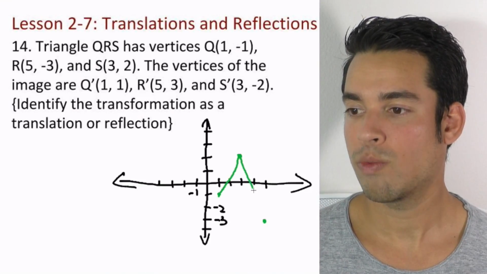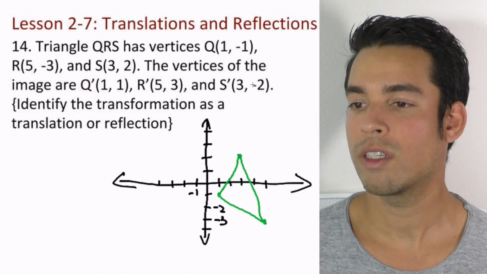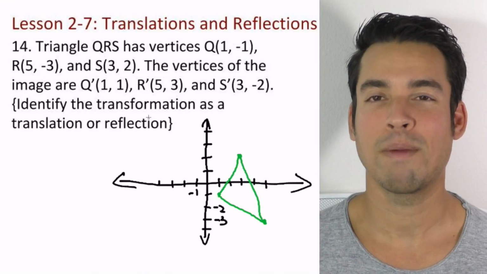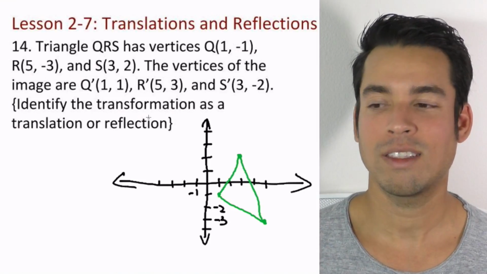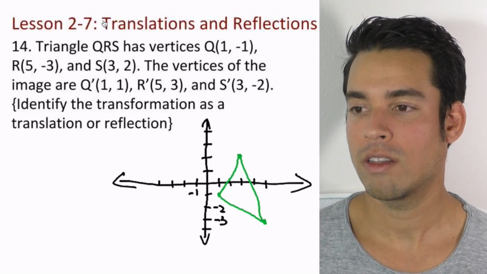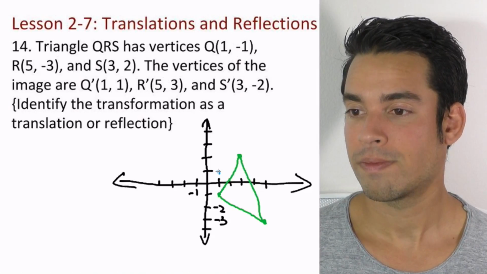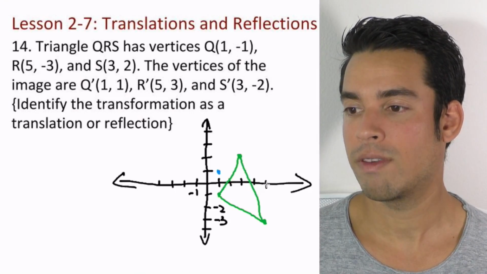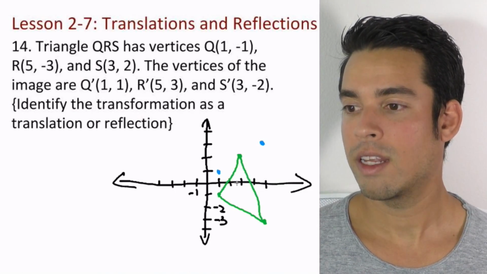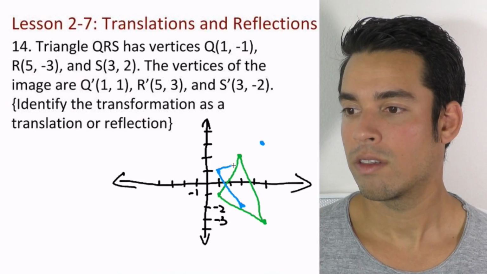So the question is, is this a reflection or translation? Translation is just like a movement, a shift or a slide, something like that. A reflection is across an axis. So now let's take a look. Let's just graph these up. I actually don't know. So we got (1, 1) right here. We've got (5, 3) right here. And we got (3, -2) right here. So let's go ahead and graph it.